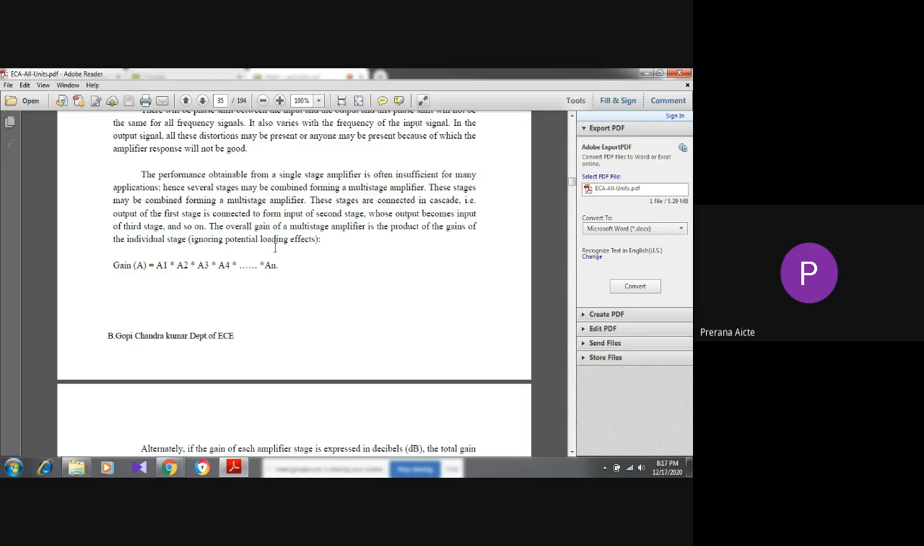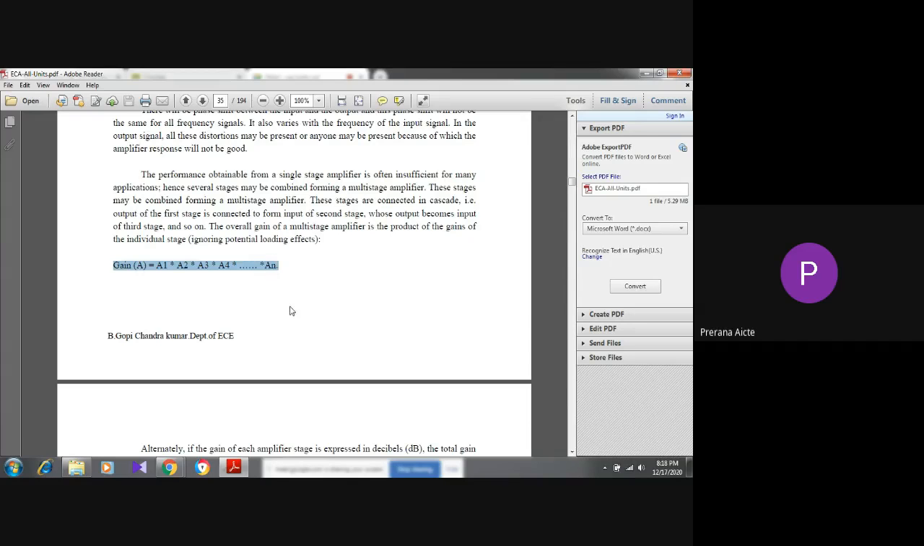Generally, the gain symbol is A. If we have two stages, then A1 is the first stage gain and A2 is the second stage gain, and the basic gain formula everybody knows: output voltage by input voltage. If you have a two-stage amplifier, the overall gain A is equal to A1 into A2. If you have three stages, the overall gain is A1 into A2 into A3, like this. If you have n number of stages, we have the same formula.